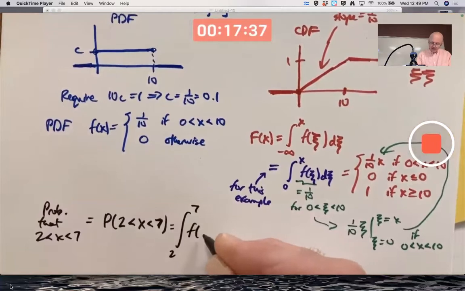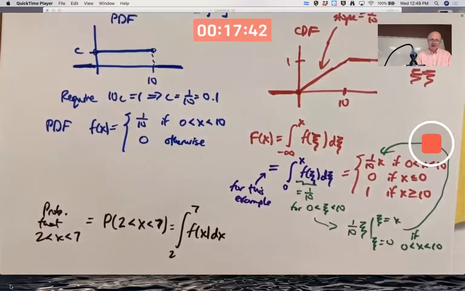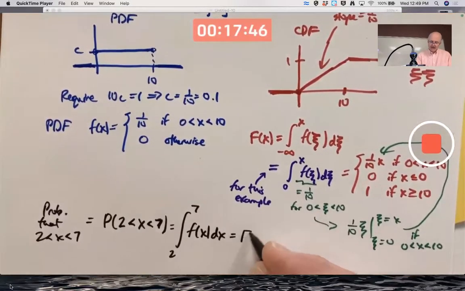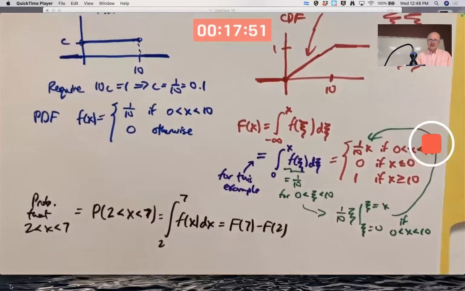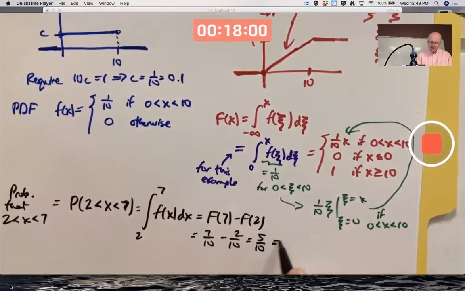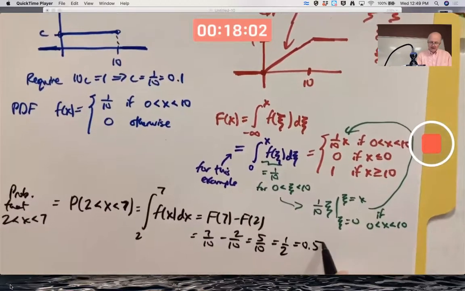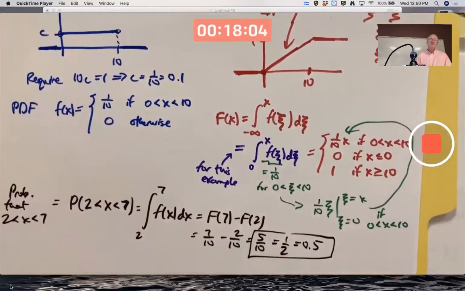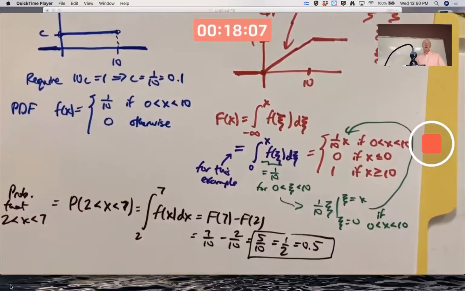I could use squiggle again. I'm going to go back to x. It doesn't matter. It's a definite integral, so it doesn't matter what variable I use. By the fundamental theorem of calculus, that's capital F of 7 minus capital F of 2. 7 and 2 are both between 0 and 10. I can use the 1/10 x formula. This becomes 7/10 minus 2/10 is 5/10, 1/2, or 0.5. Any of those answers is fine. A 1/2 chance of being between 2 and 7.